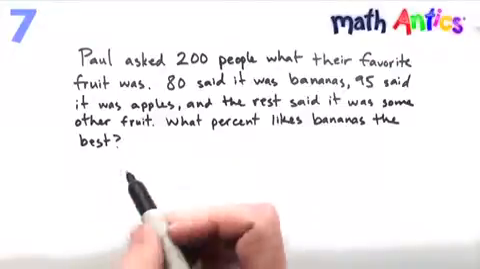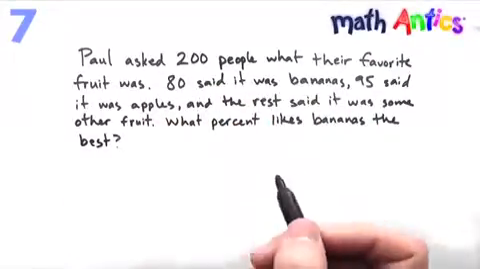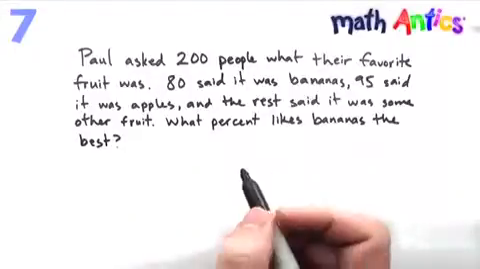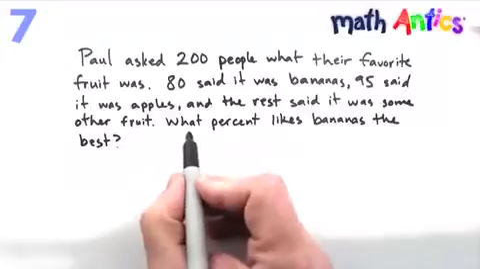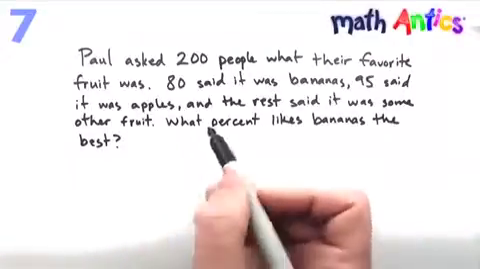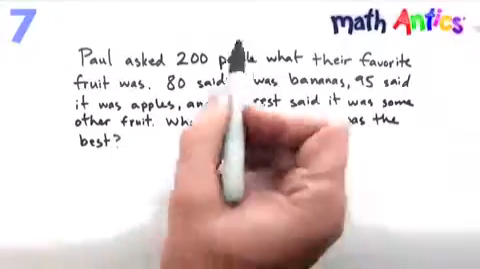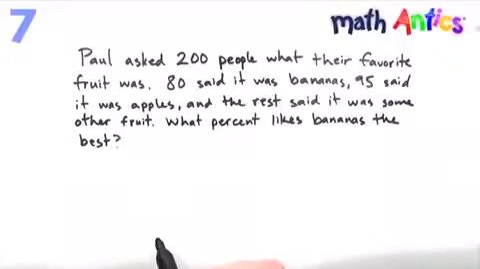All right, so we need to figure out what these numbers in the word problem mean and what we're trying to figure out. Luckily, what we're trying to figure out is said clearly in this last sentence here. What percent likes bananas the best? All right, so we need to figure out what numbers in here are the other parts of our equation to find the what percent is it.